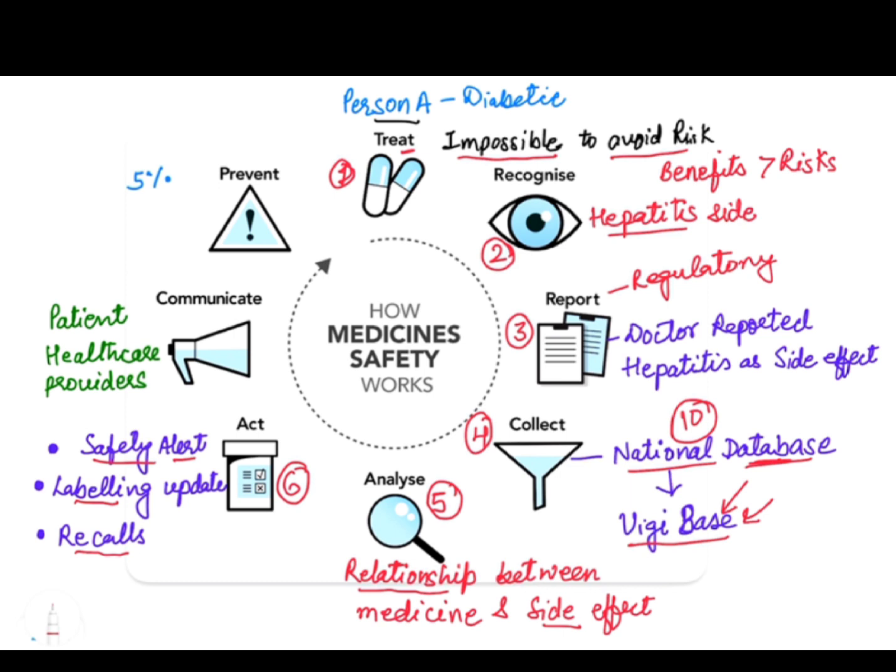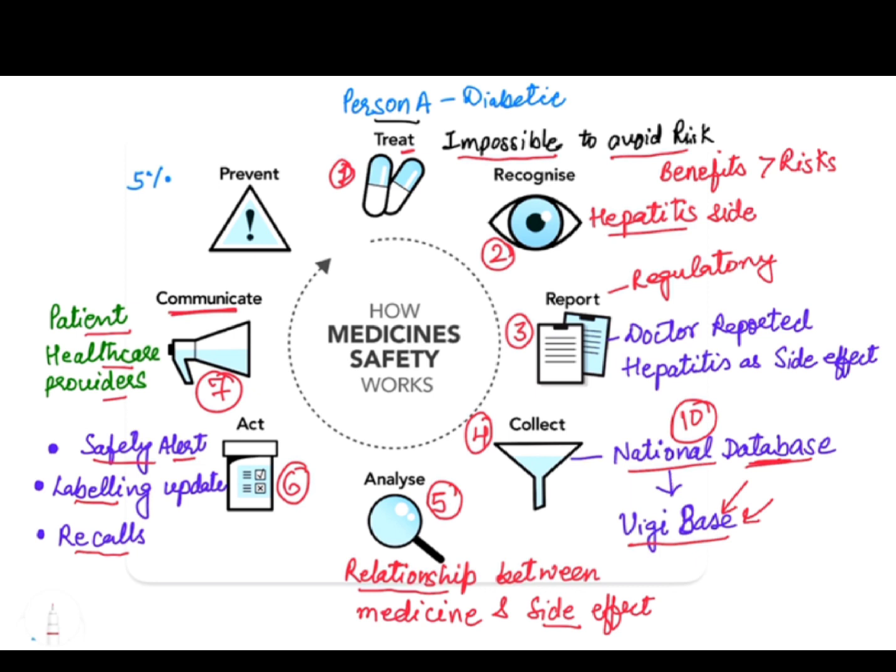Now the seventh step will be, after this act, this information will be communicated to patients and healthcare providers, so that when they prescribe this drug, they can consider this information. Like here in Lisa's case, this information will be shared with her: okay, this is a side effect of this drug, now we have to change your treatment. Similarly, this information will be shared with other healthcare providers.